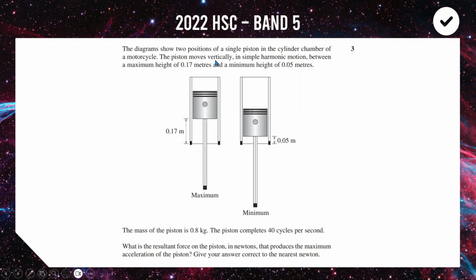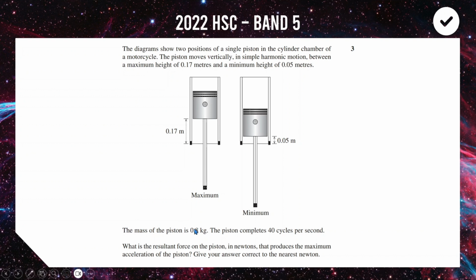This is a band 5 simple harmonic motion question. We have 2 positions of a single piston in the cylinder of a chamber of a motorcycle. So we're actually doing mechanics for once in mechanics. That's cool. Piston moves vertically, so it goes up and it goes down. The maximum height is 0.17 meters and the lowest height is 0.05 meters. That gets us our sort of oscillation, which creates a simple harmonic motion.